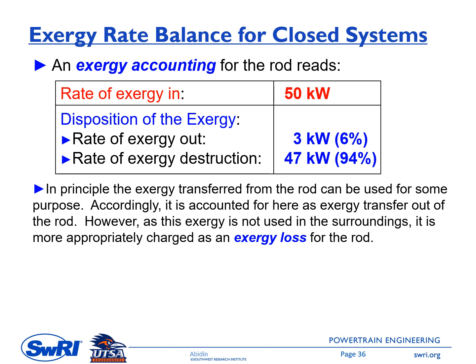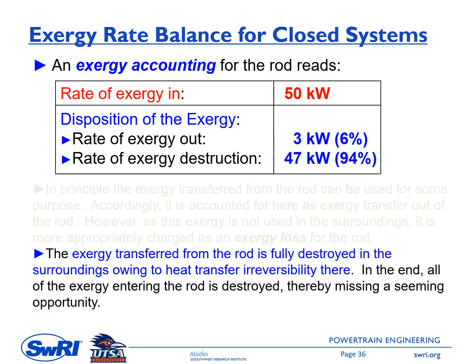However, as this exergy is not used in the surrounding, as I mentioned previously, it is more appropriately charged as an exergy loss for the rod. So although you still have 3 kilowatt there, if you let it go, if you don't use it for something else, this will also be an exergy loss. So 50 kilowatt will be completely lost to the environment.